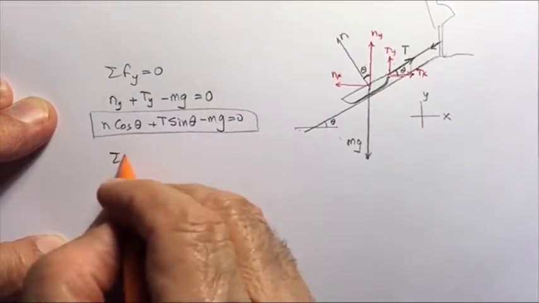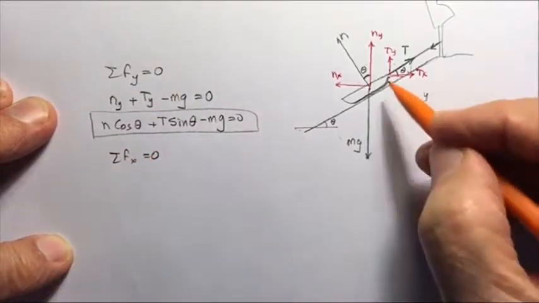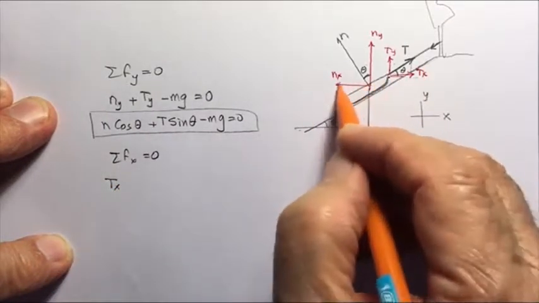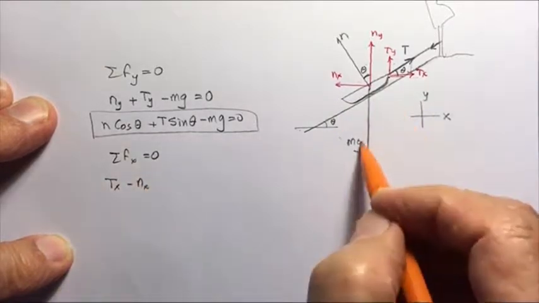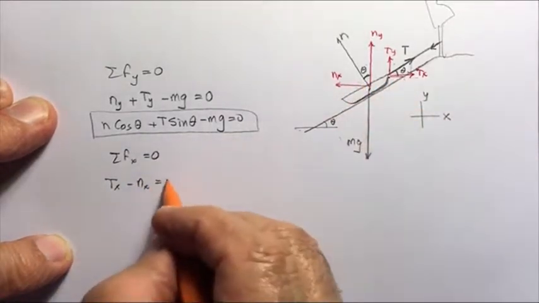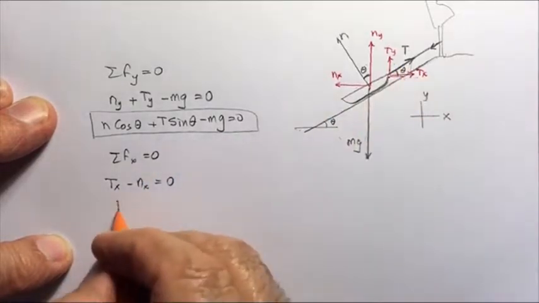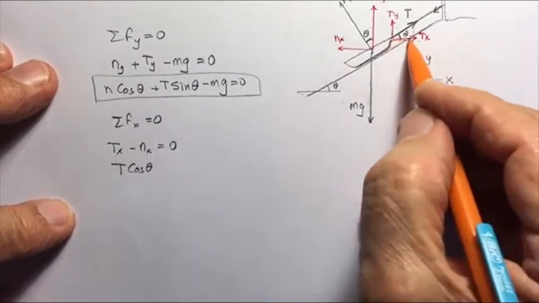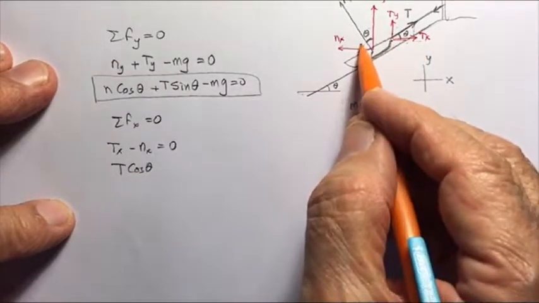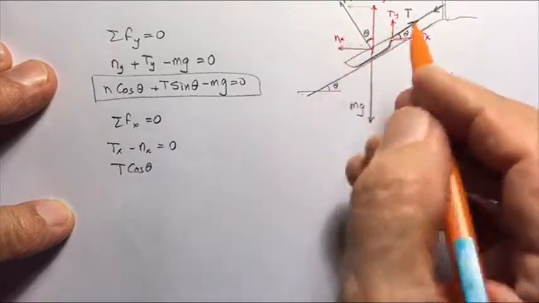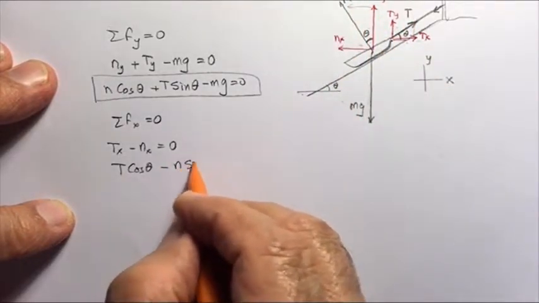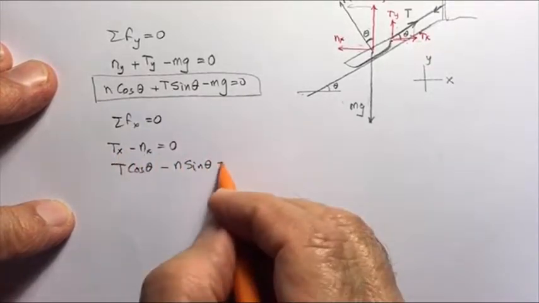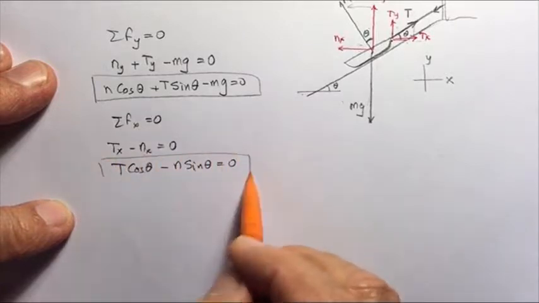And now we go to sum of force in the x direction is 0. So we have Tx and Nx. And that's it, only two forces. And Tx is going to be T cos theta. And Nx is going to be, well, here, N sine theta. So the x component here is sine theta, the x component here is cos theta. So now that's the second equation.